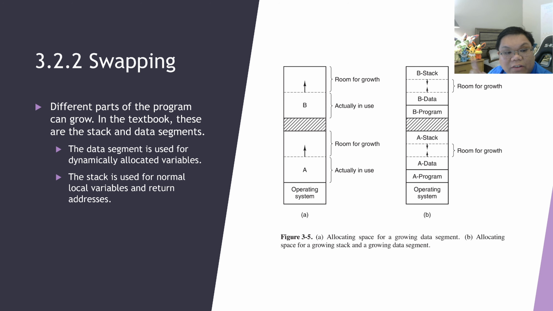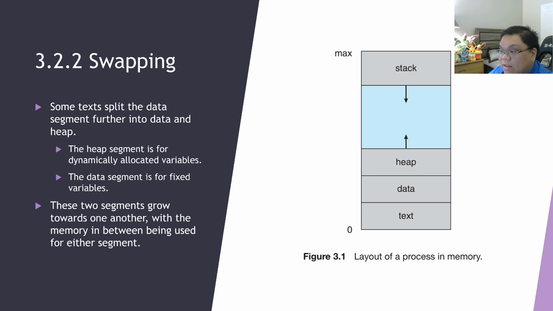That's where all your dynamically allocated memory lives. So when you allocate memory, what we call malloc, for example, space is allocated, and that data segment grows to accommodate our dynamically allocated memory. Some textbooks separate that data segment into two pieces called the heap and the data. So the data segment is where all your constants live. The heap is where your dynamically allocated variables live. But the idea is still the same.